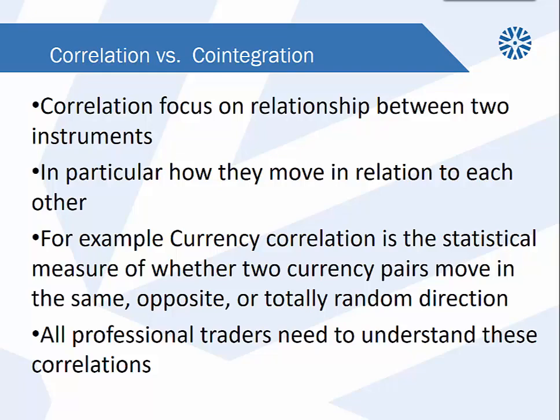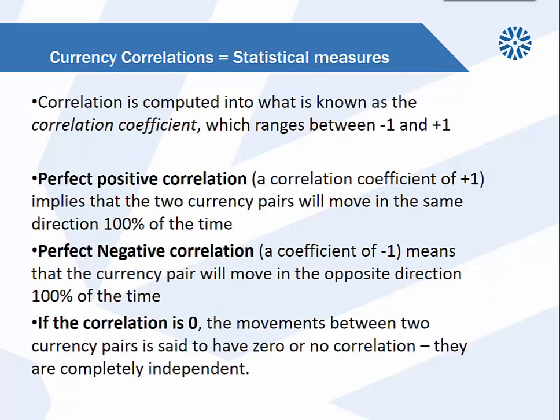For the moment, I just need you to understand that when we're looking at things like currency correlation, but realistically correlations across any instrument, it's understanding whether those particular instruments move in the same, opposite, or totally random direction. Because by understanding that relationship, we're able to utilize that to help us make better informed trading decisions. So when we look at, in this particular example, currency correlations, we can start to understand the statistical measures employed.